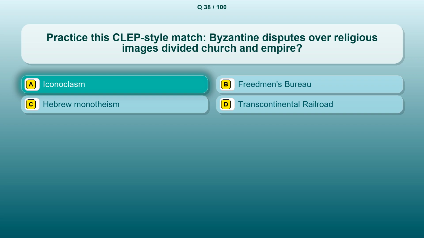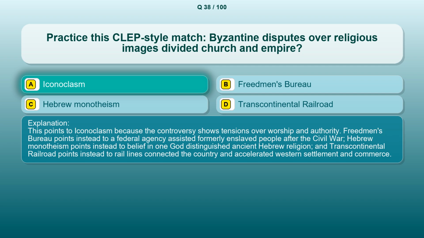The correct answer is option A, Iconoclasm. This points to iconoclasm because the controversy shows tensions over worship and authority. Freedmen's Bureau points instead to a federal agency assisted formerly enslaved people after the Civil War. Hebrew monotheism points instead to belief in one God distinguished ancient Hebrew religion, and Transcontinental Railroad points instead to rail lines connected the country and accelerated Western settlement and commerce.